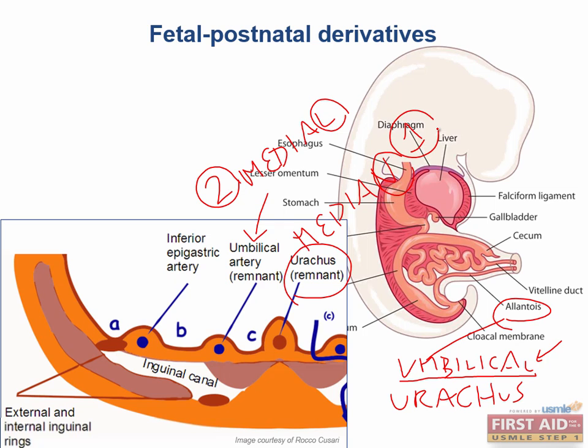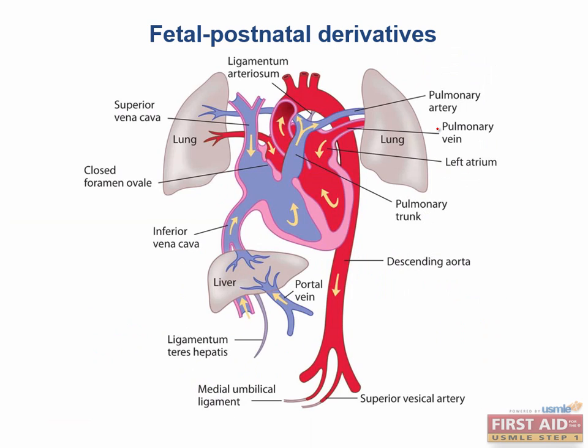Now what happens to the umbilical vein? Part of the umbilical vein gets incorporated into the liver, and the remaining extrahepatic part degenerates and fibroses off to become the ligamentum teres hepatis. The ligamentum teres hepatis is contained within the falciform ligament of the liver. This image also has some other derivatives that you will be expected to know.